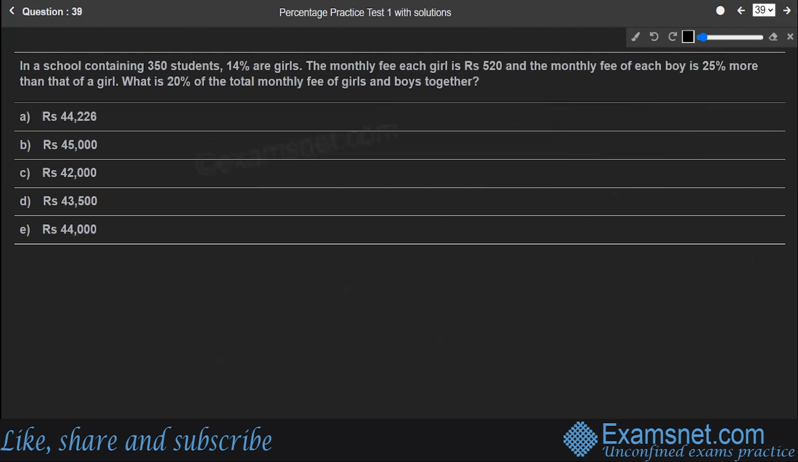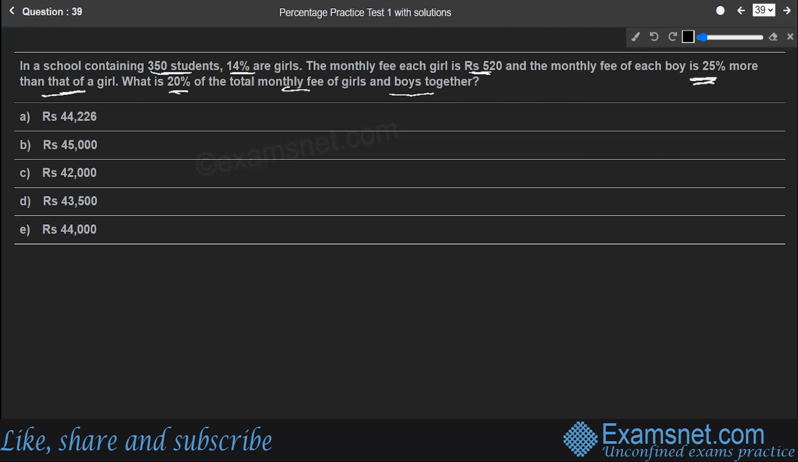Now, in a school containing 350 students, 14% are girls. The monthly fee of each girl is rupees 520 and the monthly fee of each boy is 25% more than that of a girl. What is 20% of the total monthly fee of the girls and boys? In this type of question, we should always solve things sequentially. When the data is given in a sequence, you should also try to follow the same sequence. Let us do that.